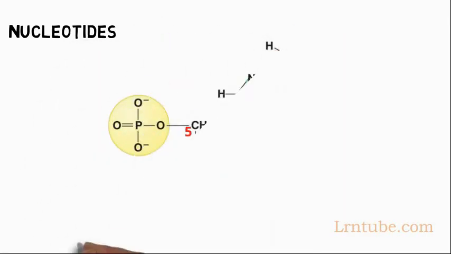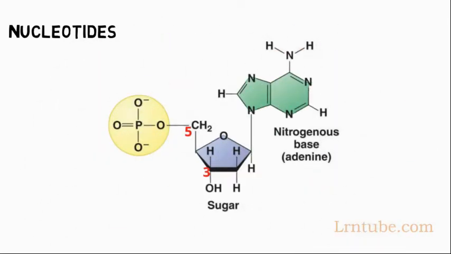Nucleotides. Nucleotides are formed when one or more phosphate groups are attached to the fifth carbon atom of a nucleoside. So you can say that nucleosides form nucleotides.